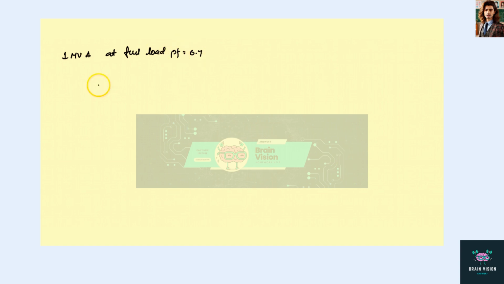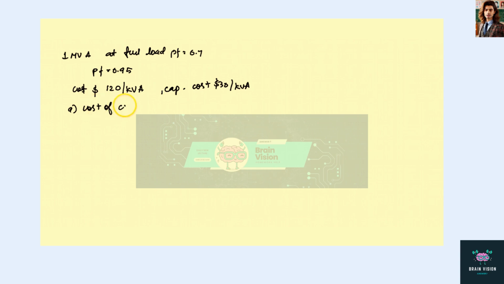A 1 megavolt ampere substation operates at full load at a power factor of 0.7. It is desired to improve the power factor to 0.95 by installing capacitors. Assume that the new substation and distribution facilities cost $120 per kVA installed and the capacitors cost $30 per kVA installed. Then calculate the cost of capacitors needed.